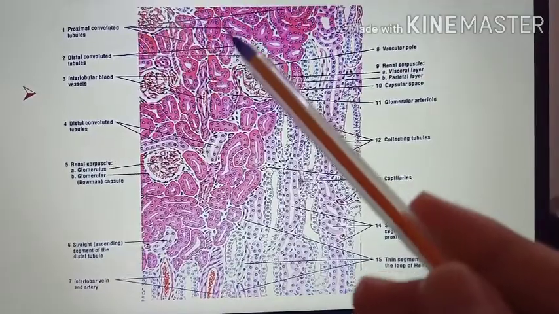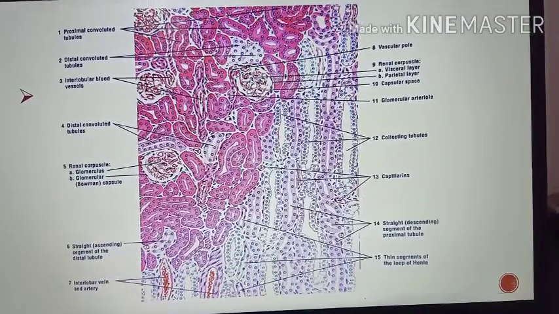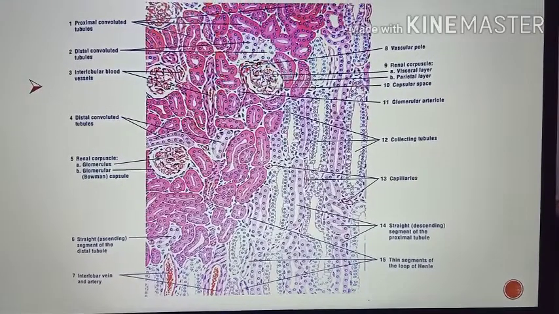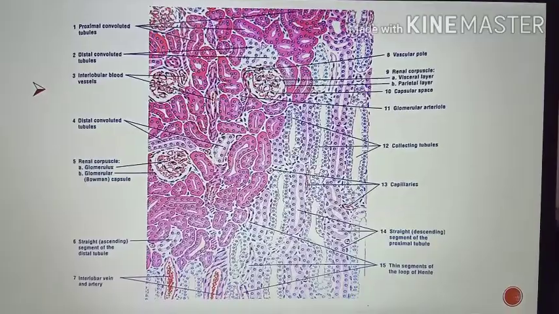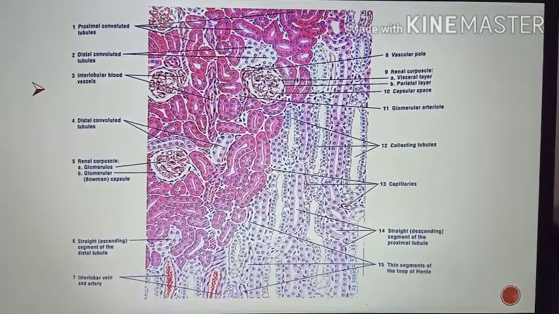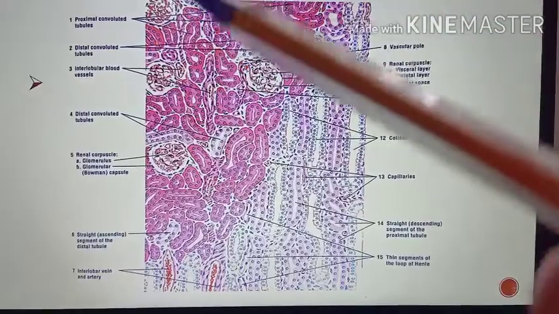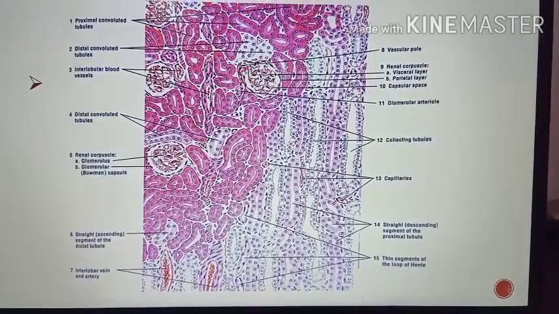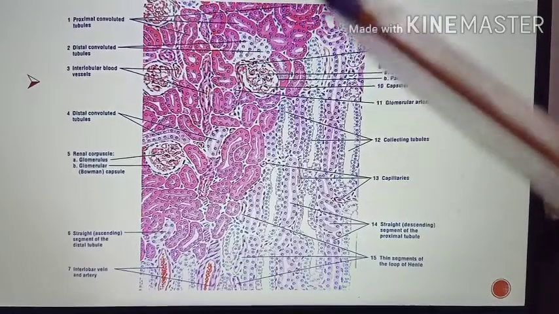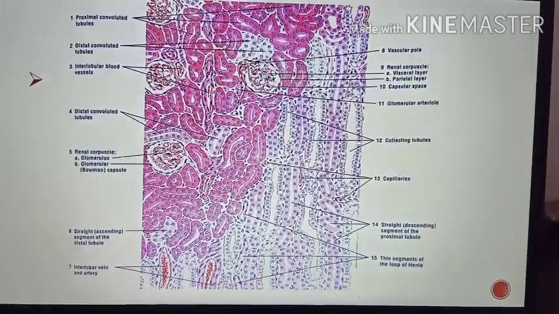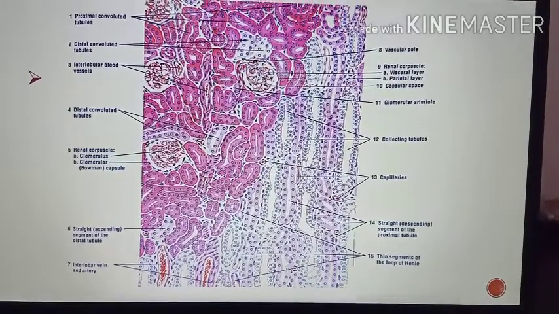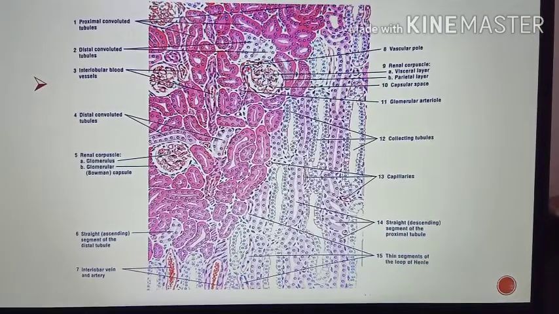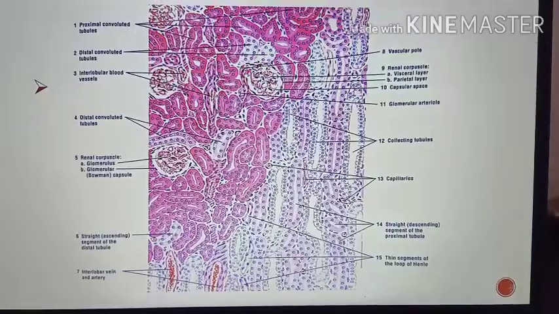The proximal convoluted tubules are lined by simple cuboidal epithelium with microvilli, that is, it has a brush border close towards the lumen. They have a relatively very small lumen. The nucleus of the cell is present in the center, so all these nuclei are present in the center of the cell. The cytoplasm stains pink in hematoxylin and eosin staining. The basal part of the cell shows vertical striations.